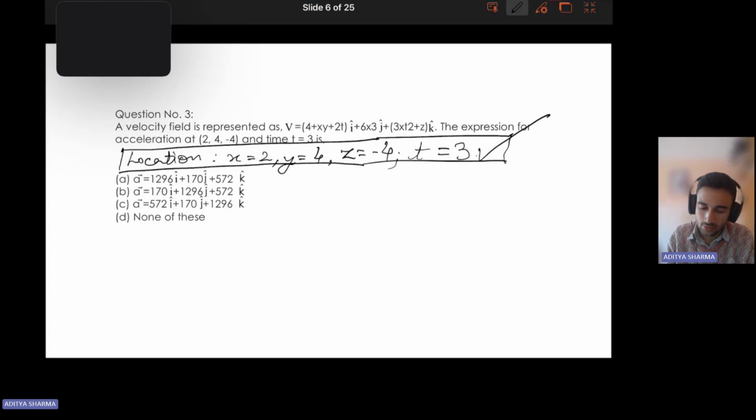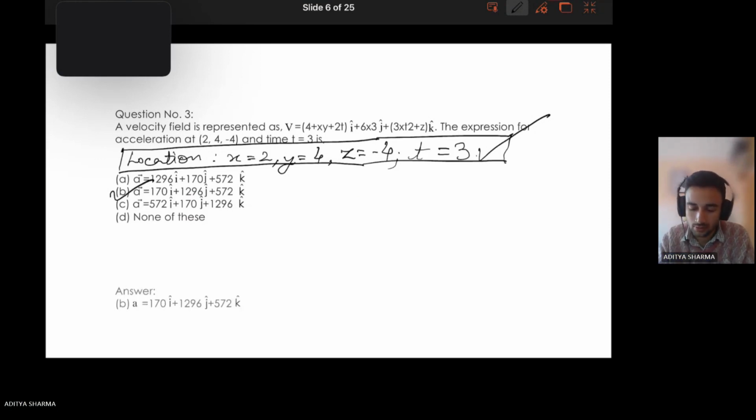So second option, B option, is the correct option. Okay. So this way we can solve this. Now we shall move forward with the session.